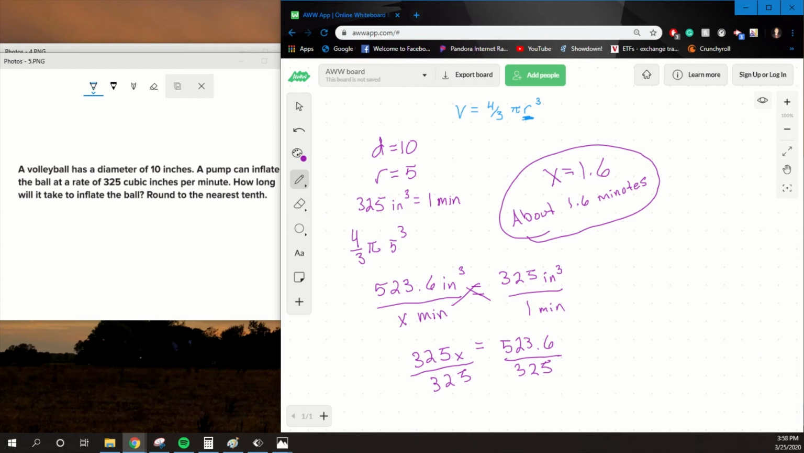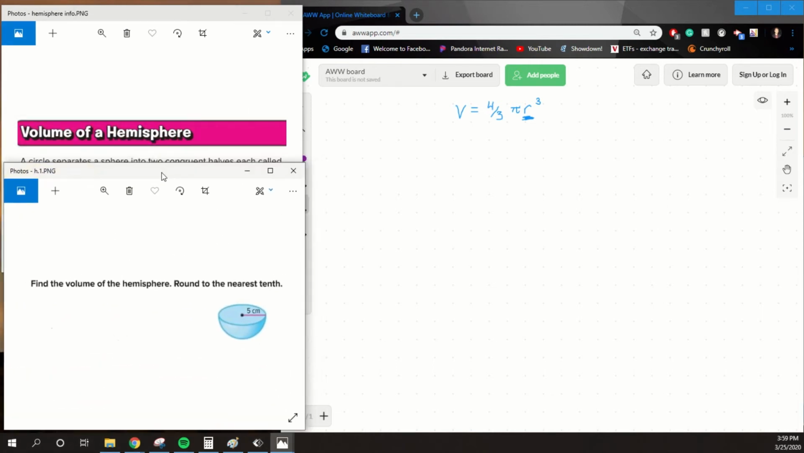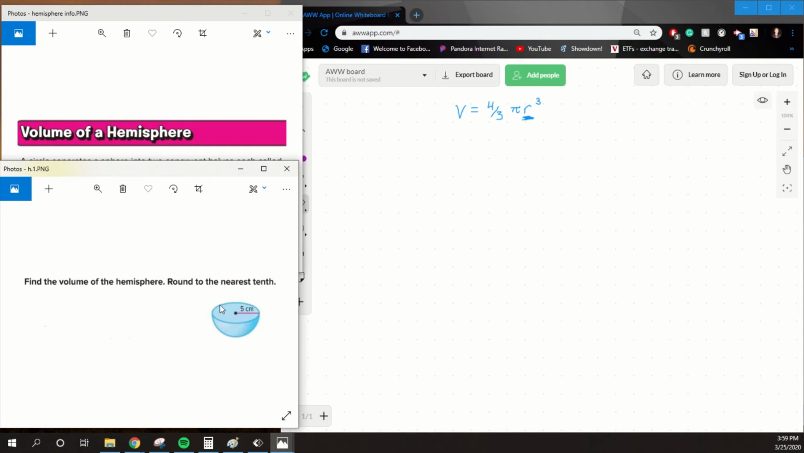The next portion we want to go over is finding the volume of a hemisphere. A circle separates a sphere into two congruent halves called hemispheres. You might have talked about hemispheres when you've learned about geography. There's the northern and the southern hemisphere. So when we have a sphere like the Earth or any spherical shape, a hemisphere is half of it as well. And we can use this formula to help us solve for hemispheres, because this formula helps me find a full sphere.